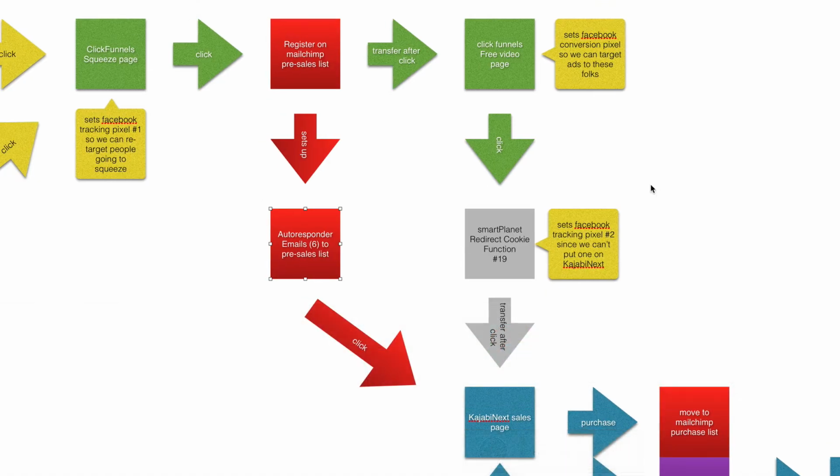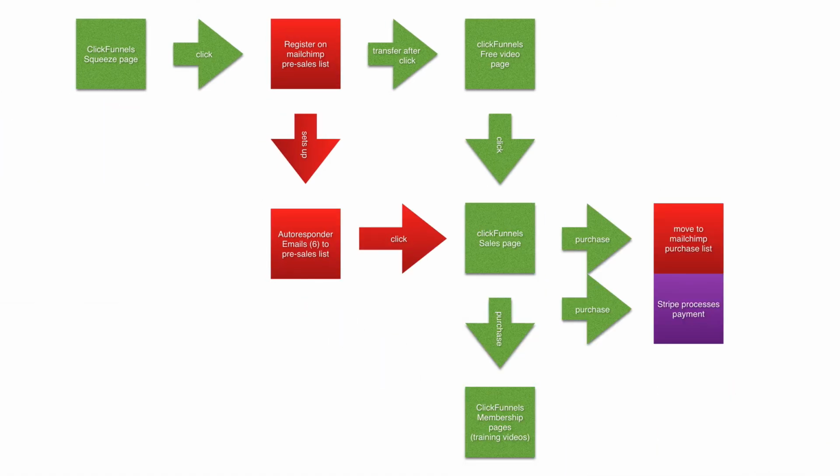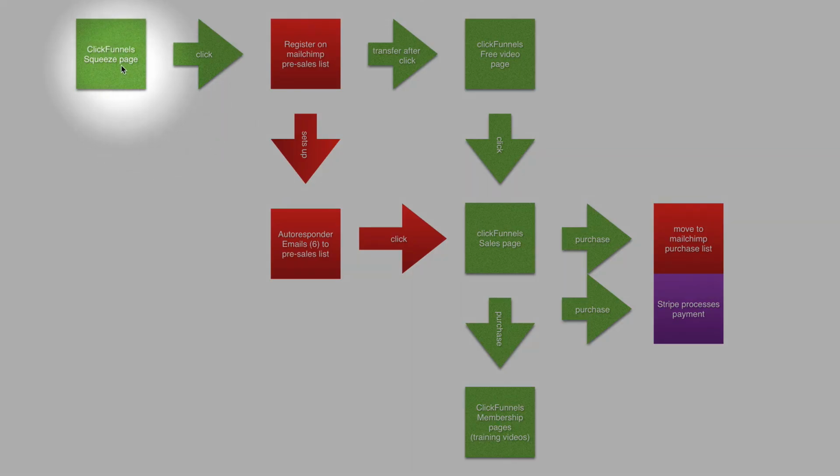Let me go back over here and show you that this is what it looks like with KajabiNext out of the picture. And again, I haven't set this up, but I'm sure it will work. I'm in the process of testing, but it seems like it's going to work. So notice I only have 3 little boxes right now, and of course I'm going to add Facebook to the process, but ClickFunnels squeeze page, same thing, register to MailChimp, goes through their autoresponder. After they register, we send them to the free video page.